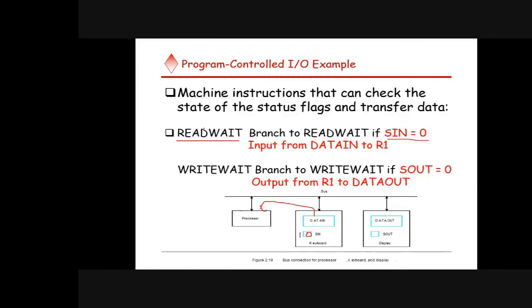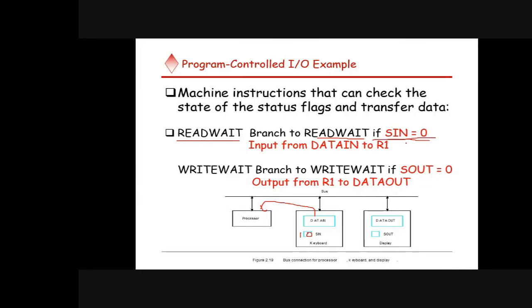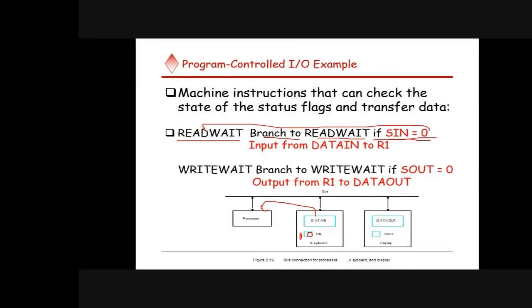It is just an address, and you can give it any name, like a variable name. Branch to read wait means that if this condition is satisfied, it will come back to read wait again and again. If SIN is equal to 0, the data in register is not full, so the processor should wait. Branch to read wait: if SIN is equal to 0, it comes back to this statement again.